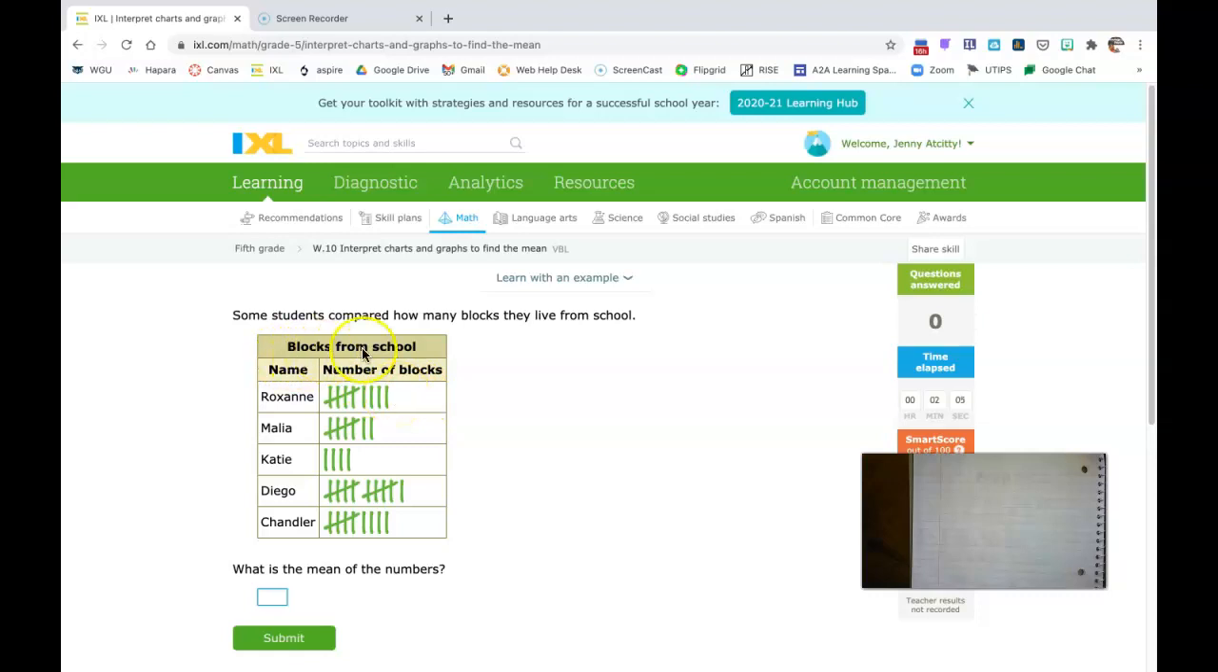So the graph says blocks from school. There's a name and the number of blocks. So I'm going to start by reading the graph and writing the number set down. So I have Roxanne, and she lives 9 blocks from school. So I'm just going to write my data set, and this is what you're going to need to do as well.